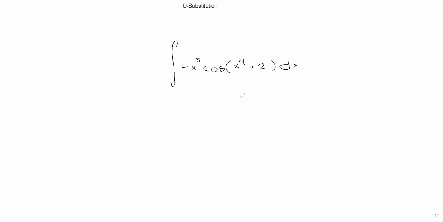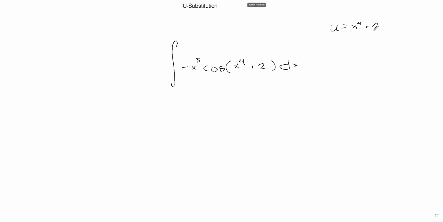We have to make sure that not only do we have a clear inner and outer function situation, but that whatever function we choose to be the inner function, we have that derivative somewhere in the integral. It's pretty easy to see that in this part alone, we have something on the outside, the cosine function, and something on the inside, x to the fourth plus 2. So that tells us right away that x to the fourth plus 2 would be a really good candidate for U. So I'm going to set U equal to x to the fourth plus 2.